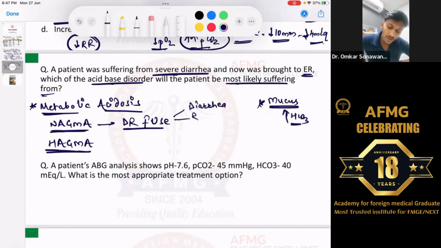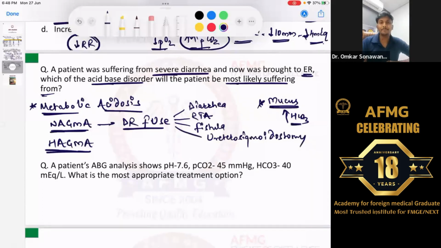Then R goes for renal tubular acidosis usually. Okay? F goes for fistula. And U goes for ureterosigmoidostomy. Okay? So all these conditions are known to cause normal anion gap metabolic acidosis. Whereas high anion gap metabolic acidosis is caused by conditions known as CULT.